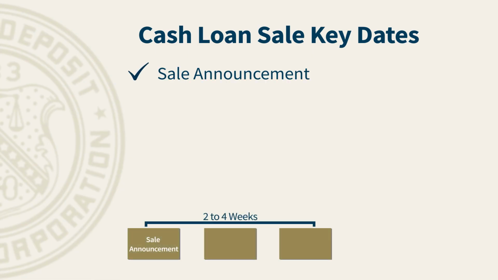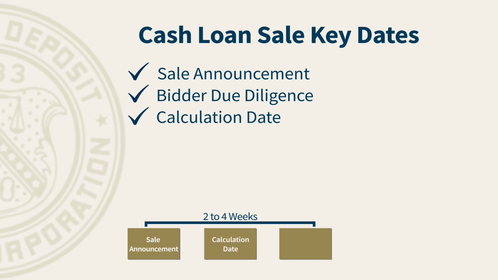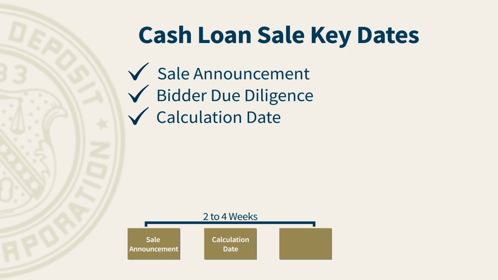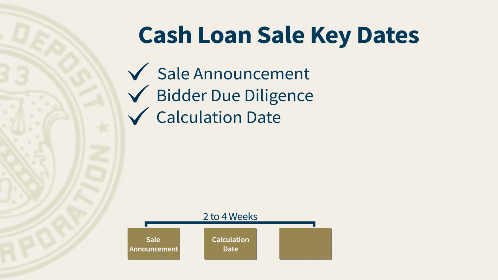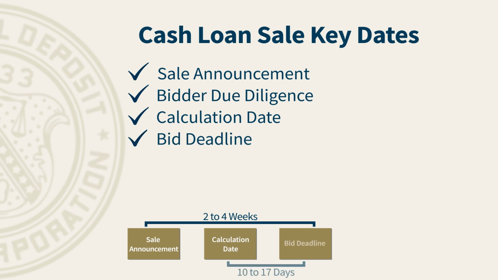Now let's focus on some key dates in a cash loan sale. The sale formally begins when it is publicly announced to the market, and the bidder due diligence period begins, which typically lasts from 2 to 4 weeks. A calculation date is established. This is the as-of date of the loan balances that the bidders are bidding on. This is a significant date since payments received on or before that date belong to the FDIC, and payments received after that date belong to the purchaser. The calculation date is typically 10 to 17 days before the bid deadline, which is another key date.